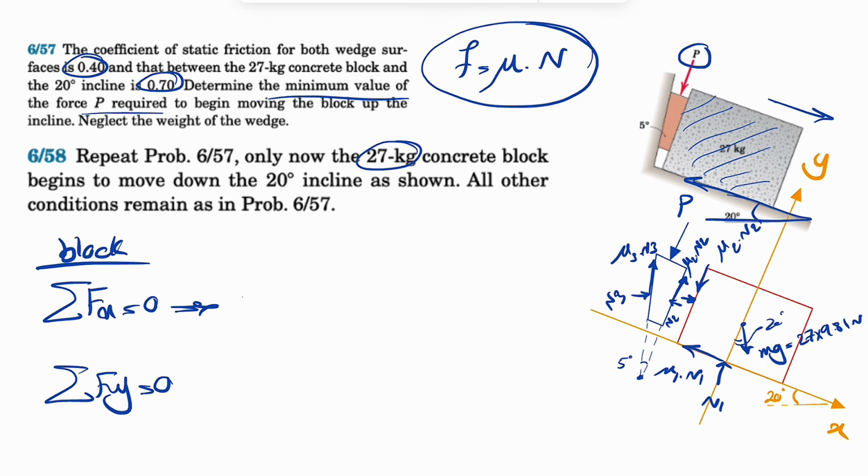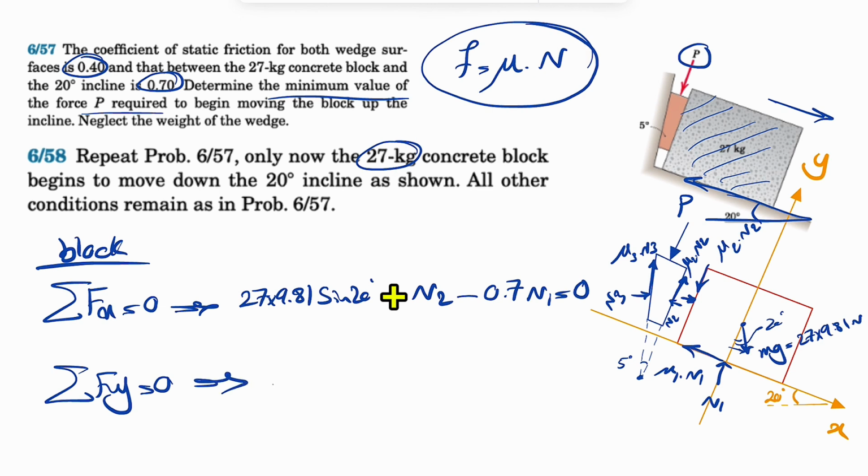So we have the X component of the weight, which is basically mg, 27 times 9.81. This is going to be our X component, which is sine of 20 degrees, and it's positive. We have N2, and also we have the negative friction, mu1, which is 0.7, N1 equals 0. So that's our first equation.